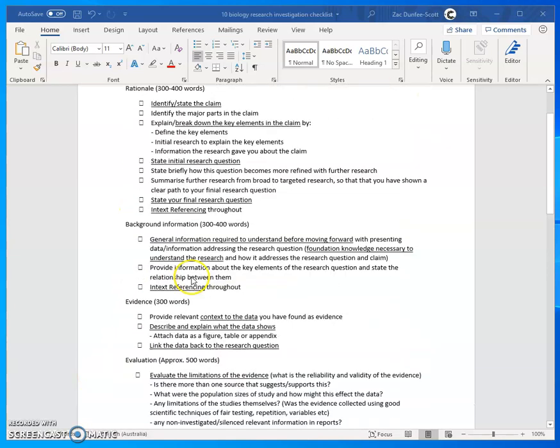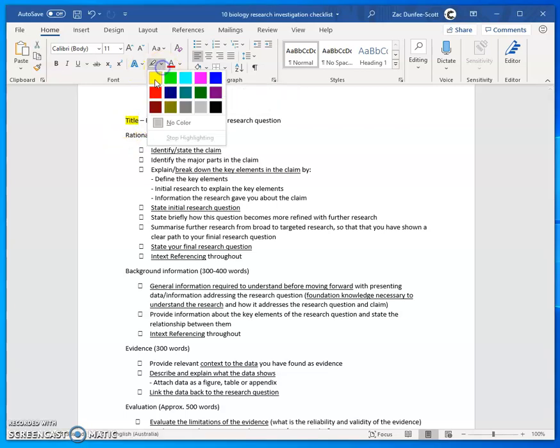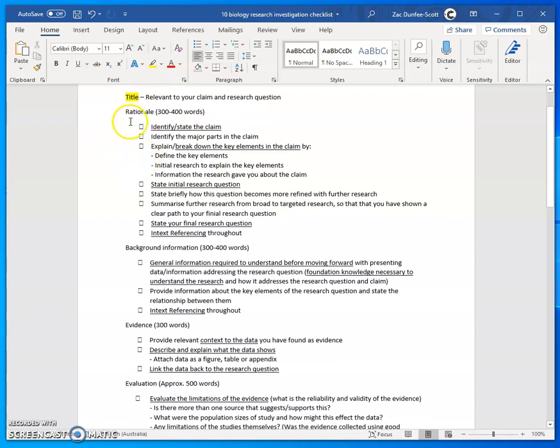If you go through and you do that for each section of your assignment, along with all the videos that I've made explaining each point, then you should all be in good stead for where you are sitting with regards to your assignment. So the first thing is your title. I don't need to overthink that one, just relevant to your claim and research question, whatever you want to go with.